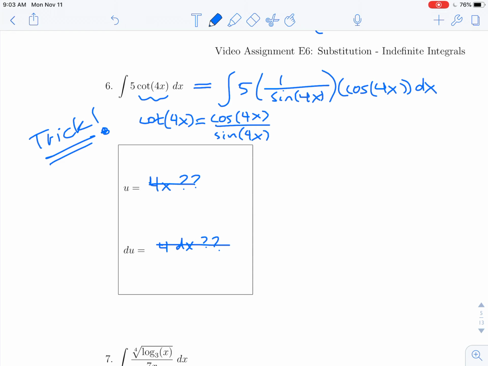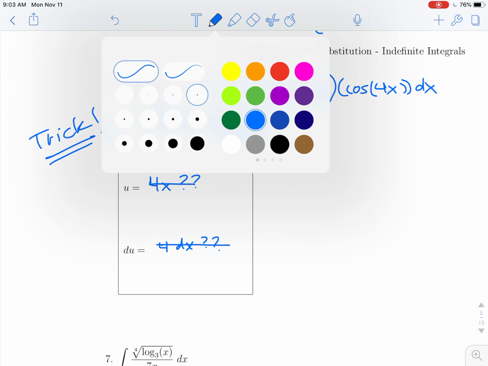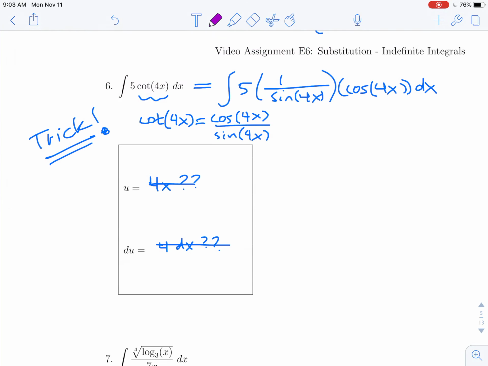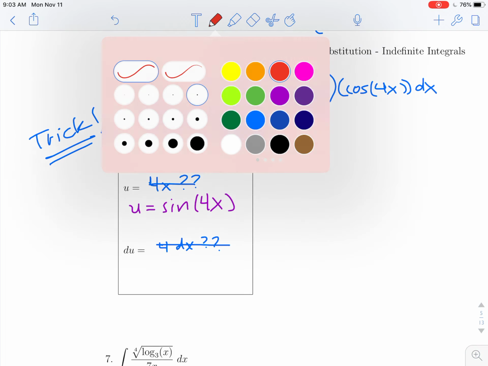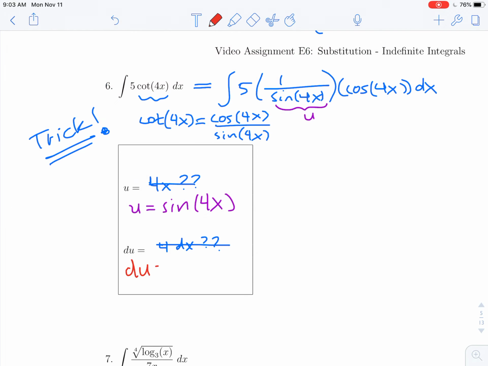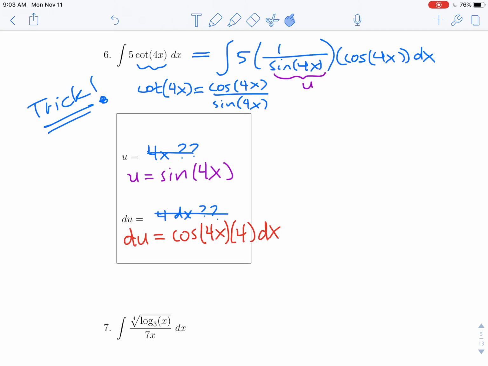And now this looks like something we can work with, because it looks like u should be sine of 4x, which would make du be cosine of 4x times 4 dx. And we already almost have that, so we're in pretty good shape right now.